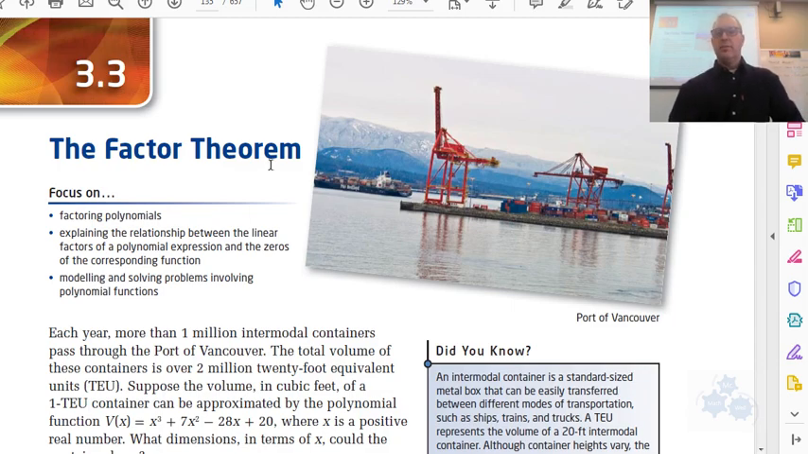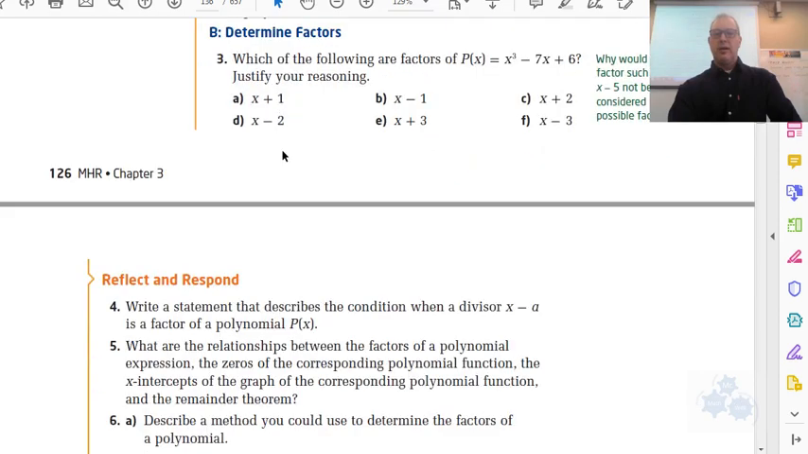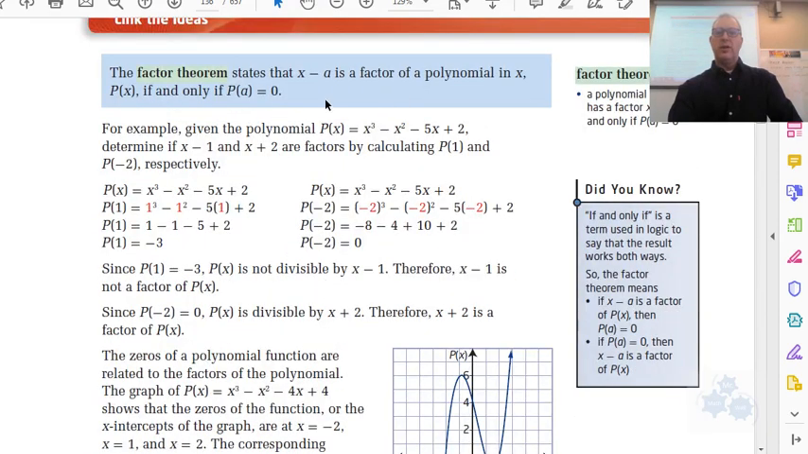The factor theorem says this, and it's very simple, and I'll just jet right to it here: when you divide a polynomial by a binomial in the form of x minus a, then this binomial, x minus a, is a factor if the remainder is 0 when you use the remainder theorem. So x minus a is a factor if and only if p of a equals 0.